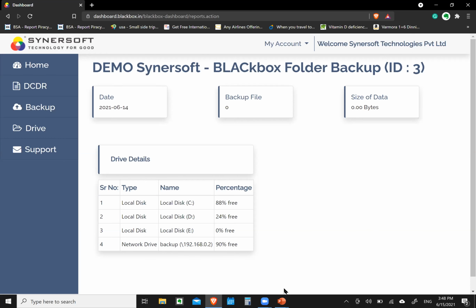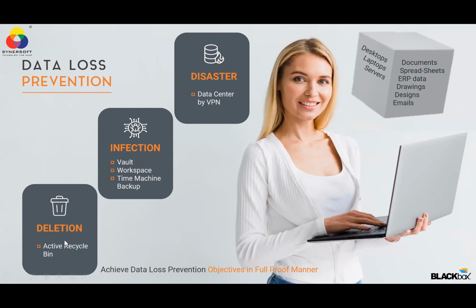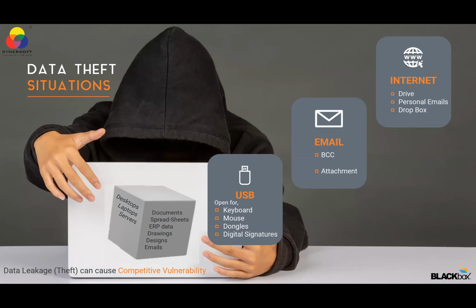So this is how BLACKbox works. When we talk about data loss or deletion, it has an active recycle bin from which you can recover the data, and you can identify who deleted the data. For infection, it has a primary and hidden vault workspace and time machine, so you can recover well after a ransomware attack. And if it is a disaster or a hardware crash or anything, you can get your data from the off-premise backup, which BLACKbox takes and reports the status of also. Now we will focus on data theft.